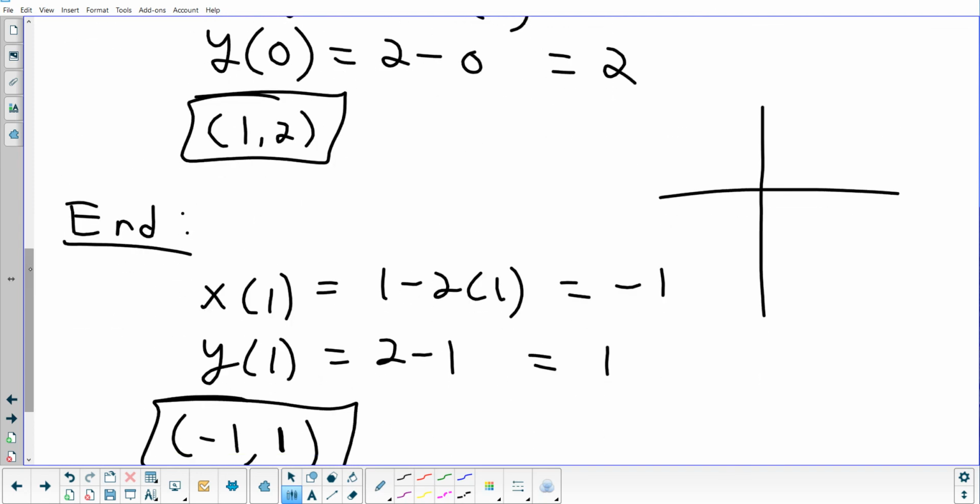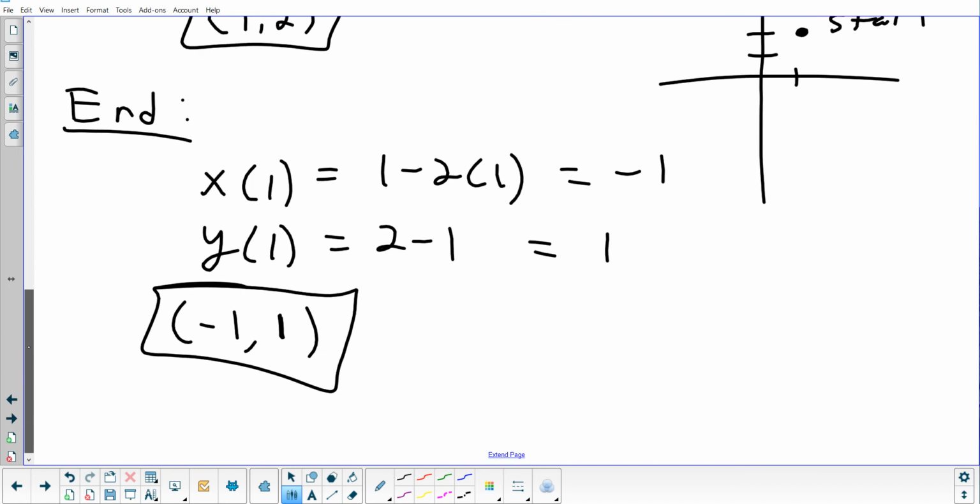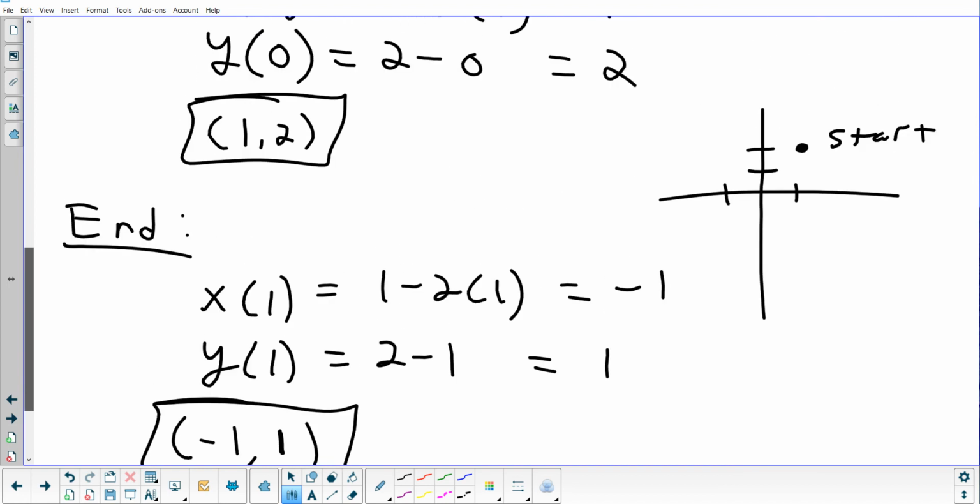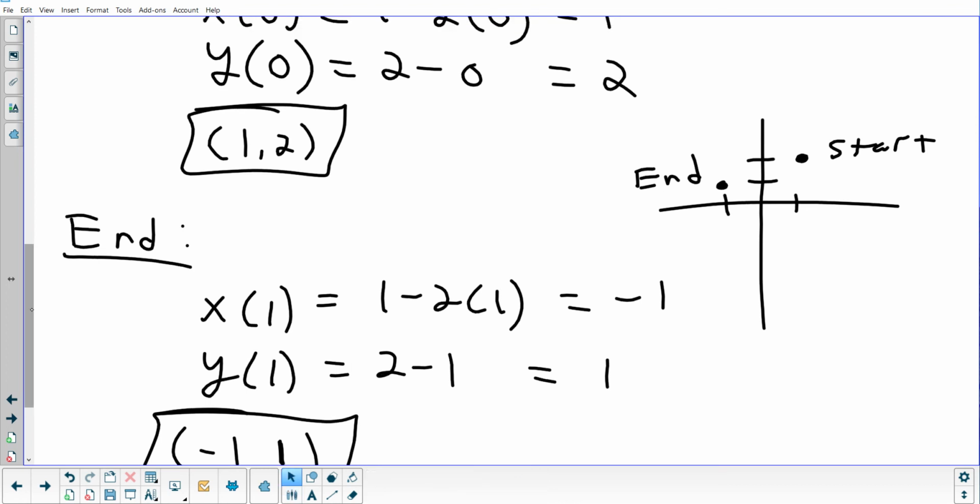You're starting at the point 1, 2. That's the start. And you're finishing at the point negative 1, 1. I'm not necessarily saying how you're going to get from the start to the end. Maybe it's straight, maybe it's a curve. But what direction are you heading as you go from the start to the finish? Left. You're heading left. So when I type this in on the calculator, it should draw it from right to left. It should not draw from left to right.